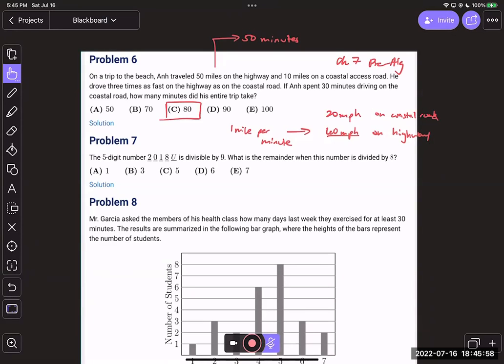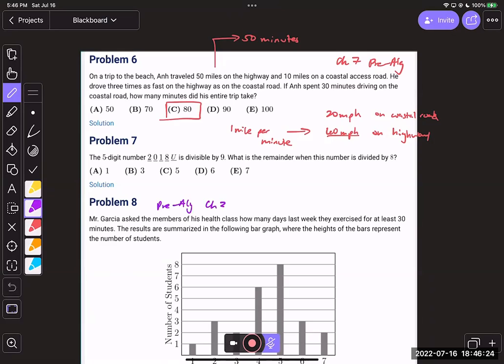The 5-digit number 2018U is divisible by 9. What is the remainder when this number is divided by 8? So do you know how to test if a number is divisible by 9? No. So this is something that you learn in the pre-algebra book in chapter 3. I want to say this is 3.3 or so, maybe 3.4. But that's around where you learn this.